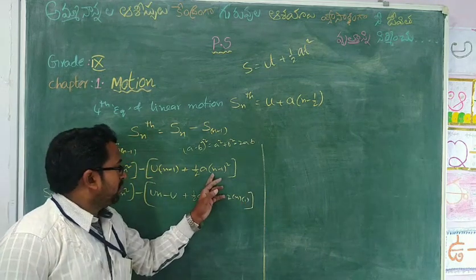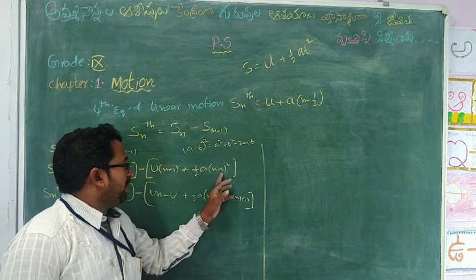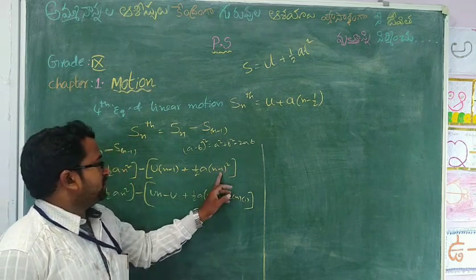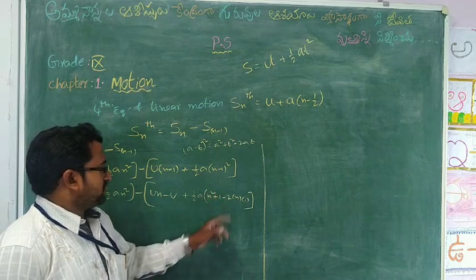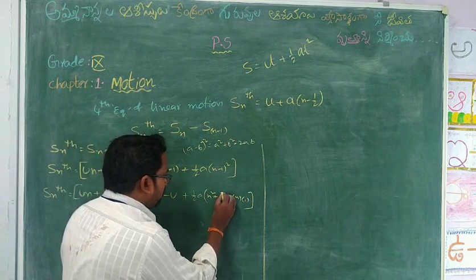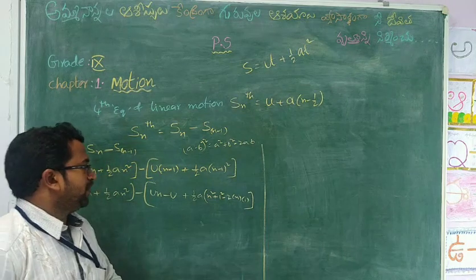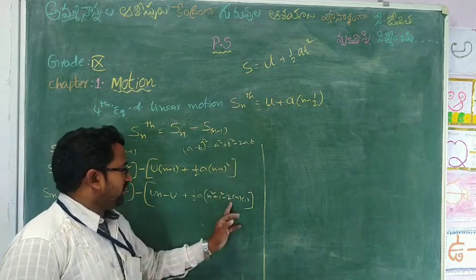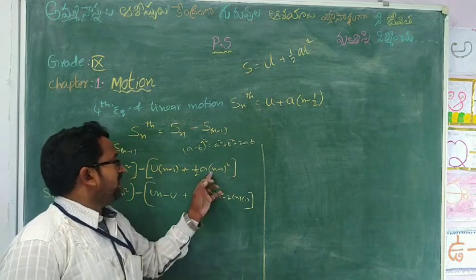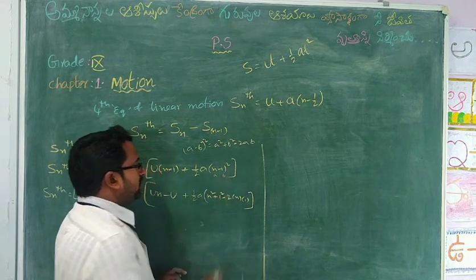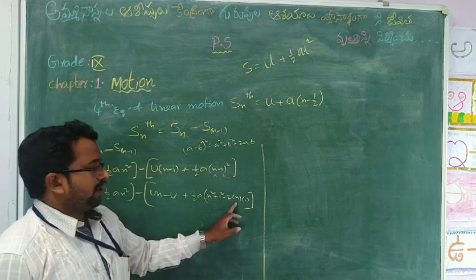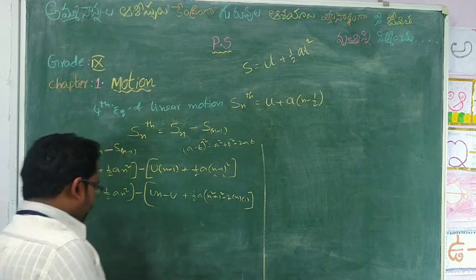So it is the form of a minus b whole square. A minus b whole square is a square plus b square minus 2ab. Where a square, 1 square is 1 only, no? Minus 2 is there in the formula. What is a here? n. So it is about a, it is about b. 2ab. Right.